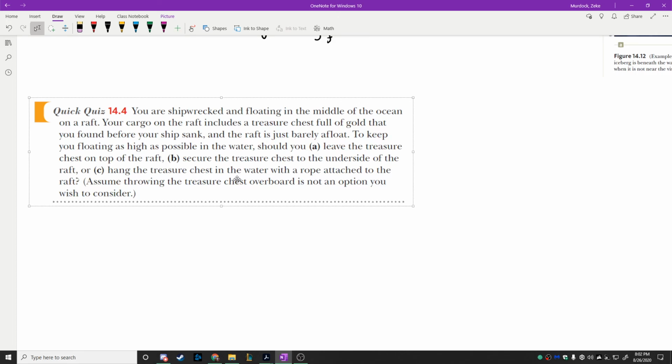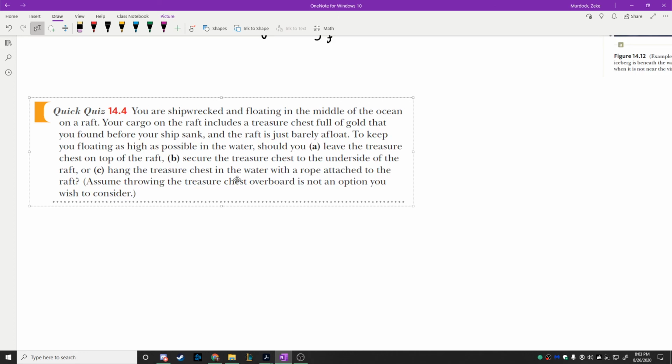So, you're shipwrecked and floating in the middle of the ocean on a raft. Your cargo in the raft includes a treasure chest full of gold that you found before your ship sank, and the raft is just barely afloat. To keep you floating as high as possible in the water, should you leave the treasure chest on top of the raft, secure the treasure chest to the underside of the raft, or hang the treasure chest in the water with a rope attached to the raft? Assume that throwing the treasure chest overboard is not an option you wish to consider. So you want to save the gold, or whatever else is in the treasure chest.